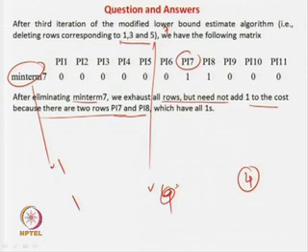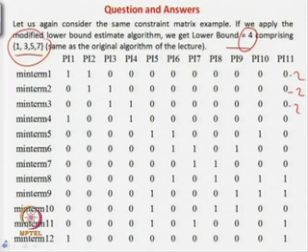Now, why is that? We are saying because after eliminating min term 7, we will exhaust all the rows, but we need not add 1 to the cost in this case. Why? We will see, because there are 2 rows Pi 7 and Pi 8 which are all 1s. So now what is the case? I am just telling what we are doing: we are exploring this lower bound value for the initial matrix by our method, not by the old method.